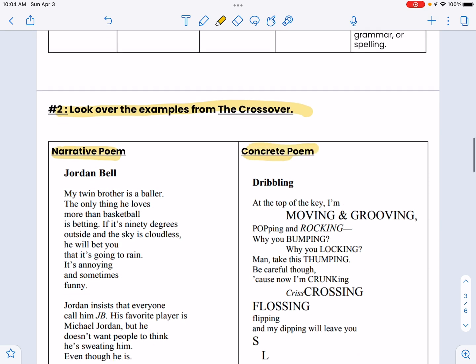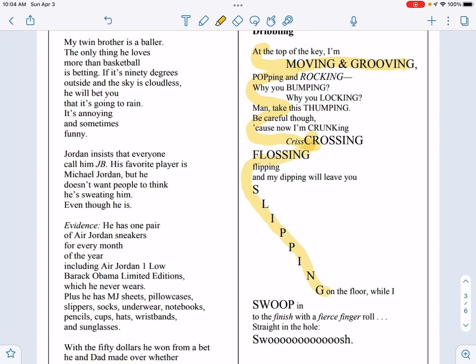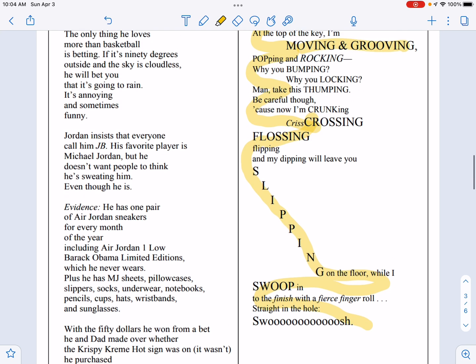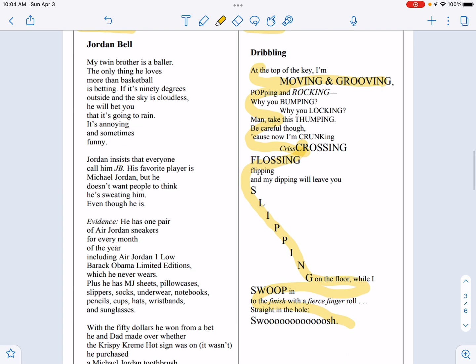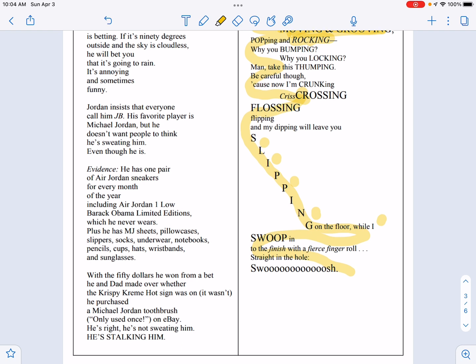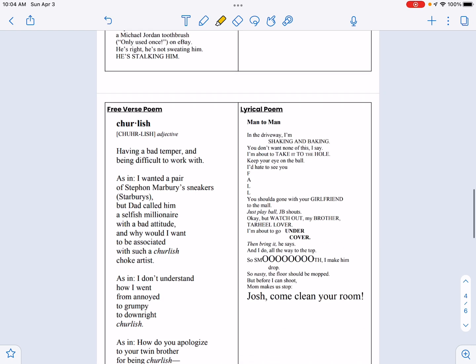Then we have a concrete poem, and it's about Josh dribbling on the court, and we can see how the poem moves. So he's moving and grooving, and then it goes like this, crisscrossing, flossing, slipping. So it's following the movement of dribbling on a court. So that's a concrete poem. And a concrete poem really is about the way it looks. So maybe you want to have things in all caps. Maybe you want things in italics. Maybe you want things that are split up and spaced out. Just think about the shape and how the poem visually looks to the reader if you're choosing concrete, okay?